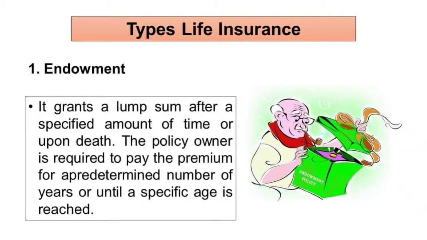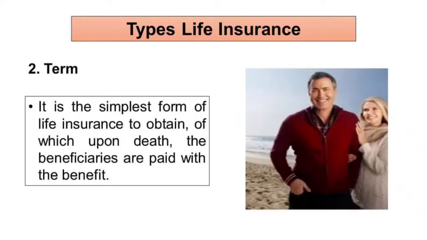An endowment plan is a long-term savings and investment plan with life insurance. You pay a premium for an agreed period and receive a lump sum at the end of that time. This maturity amount can be used to meet various financial needs such as funding one's retirement, children's education, even marriage, or buying a house. Next is the term insurance.